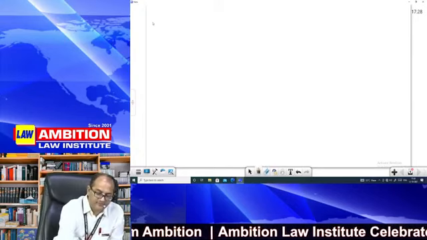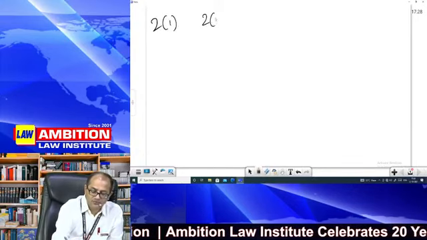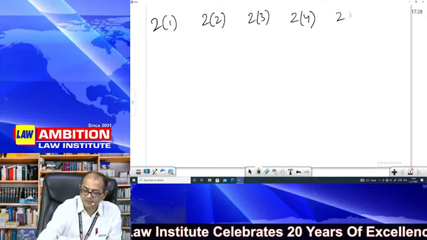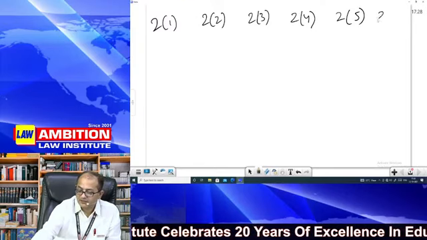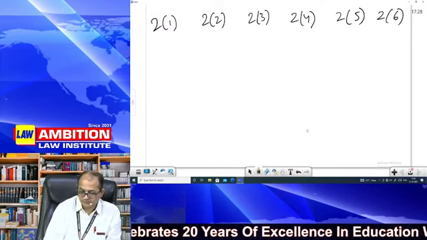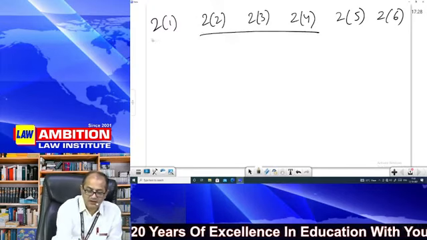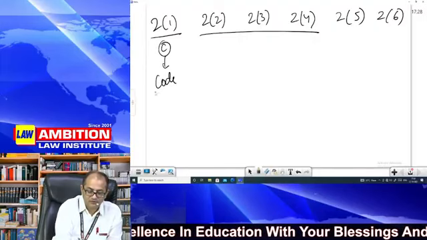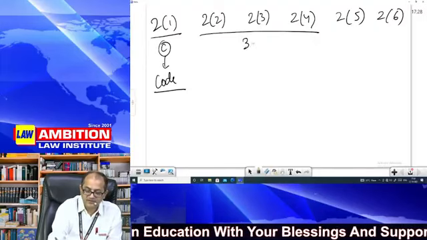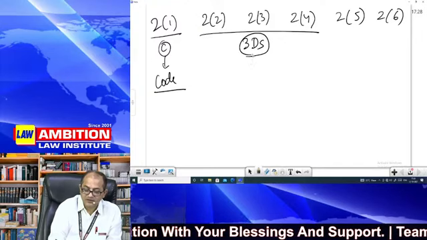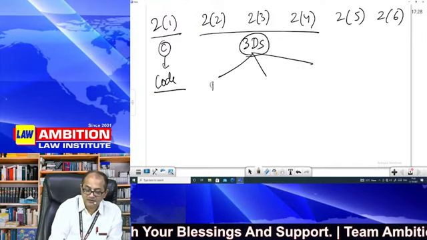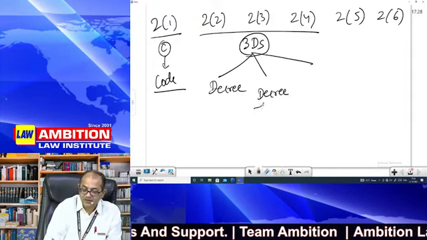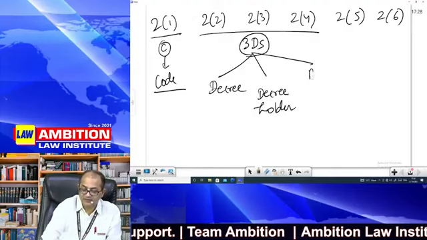Let me begin again. 2.1, 2.2, 2.3, 2.4, 2.5 and 2.6. Regarding this, I said C. This is code, civil procedure code. And then this is D, three Ds. So in three Ds, what were the three words? Decree, decree holder, and district.